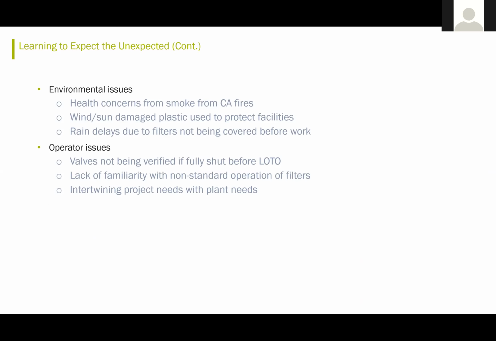And then the city had a few issues related to their operations staff. The valves were not verified as being fully shut before lockout tagout. They were not familiar with non-standard operation of the filters. And then there were also just the project needs versus the needs to operate the plant.